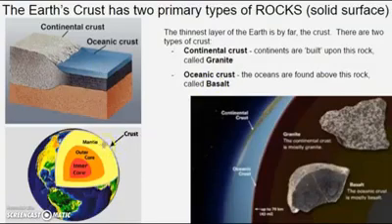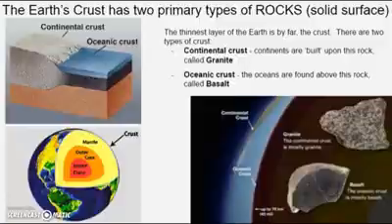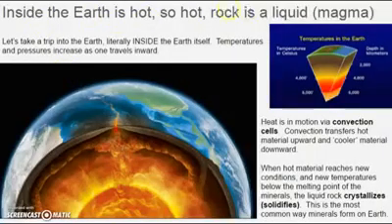So the crust is simply the thinnest layer, and when we start talking about where we get our resources from, we're really talking about generally continental crust. Inside the Earth is hot, so hot that rock is a liquid, and this is called magma. So let's take a trip into the Earth, literally inside the Earth itself. Temperatures and pressures increase as one travels inward towards the center of the Earth, or the core.